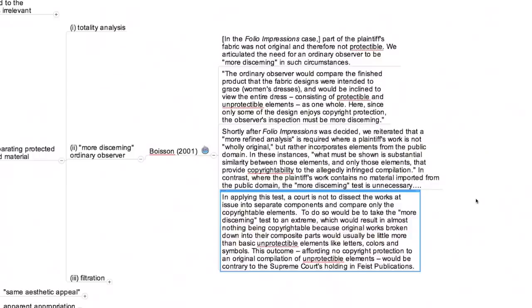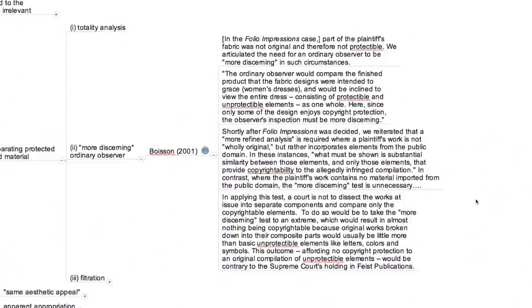Okay, that's a lot of language. And after all that, it's still not entirely clear what the court has in mind. The bottom line seems to be, when comparing the two works, don't filter out the unprotected material, as the court did with software in Altai, but instead adopt a more skeptical stance than the hypothetical ordinary observer.